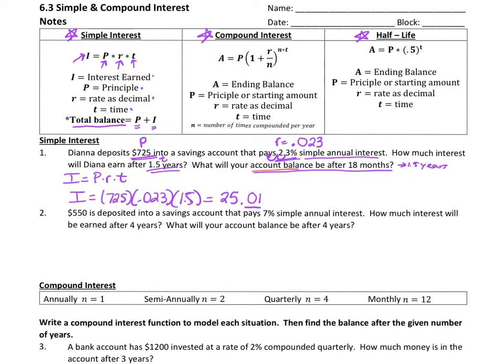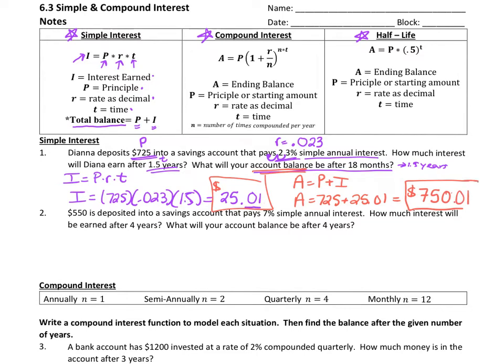The second question is, what's my account balance going to be? Well, the account balance is going to be the principal plus the interest. So I'm going to do 725 plus 25.01, so the account balance will be $750.01. So interest earned $25.01, account balance $750.01. Little typo there.